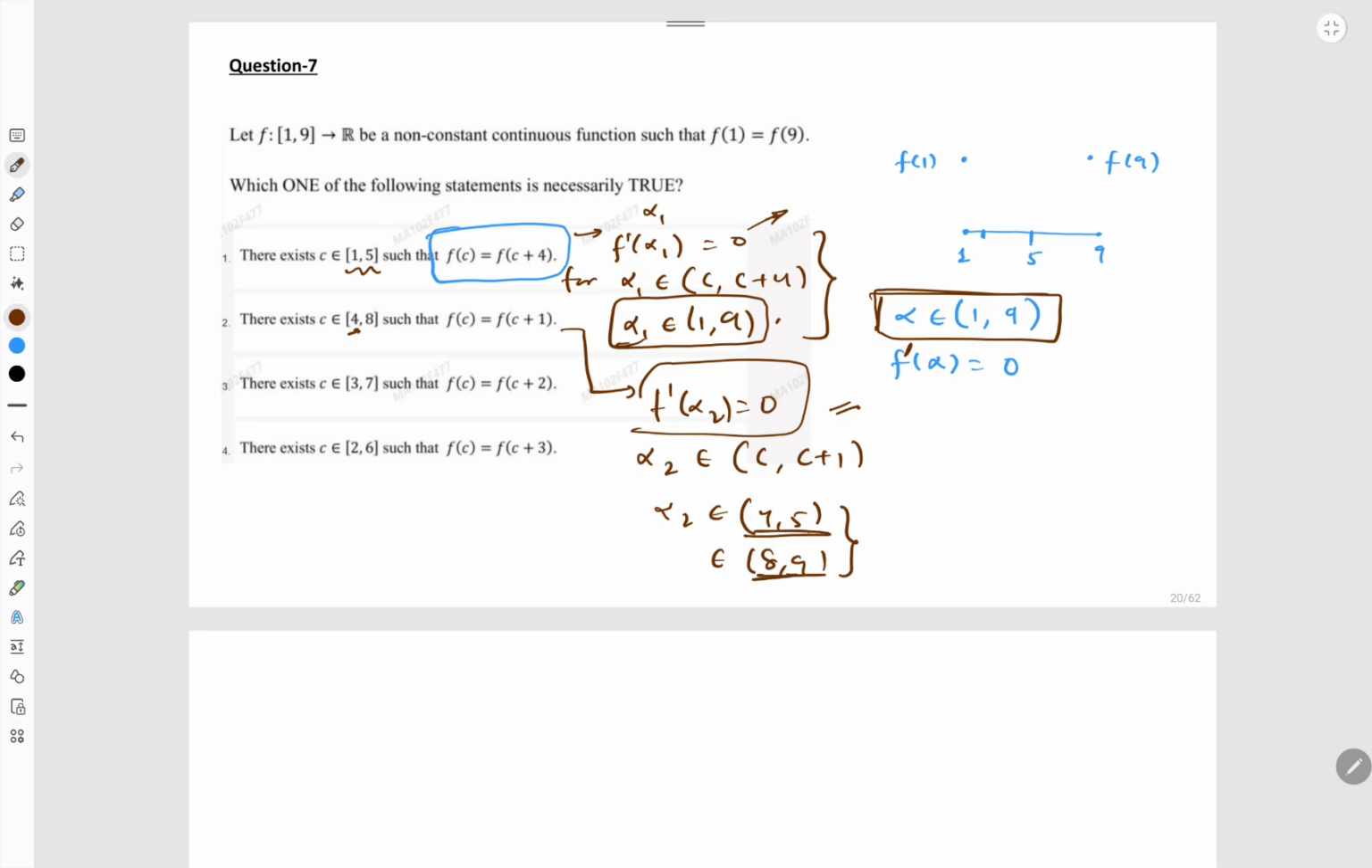It is not given explicitly. Yes, alpha can be between 4 to 5, it can be between 8 to 9. It is there, but we do not know for sure. Additional information is not given, so that is not necessarily true. The first option is necessarily true.